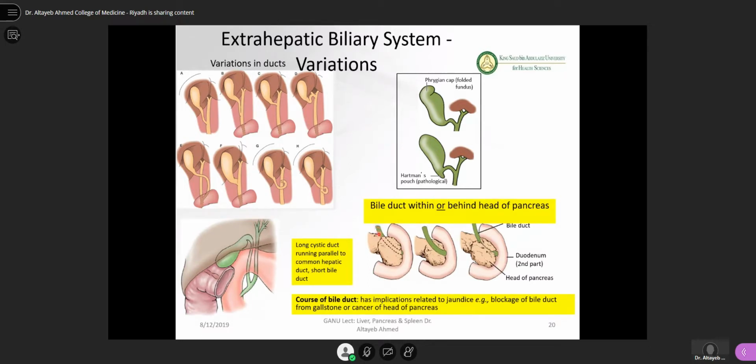The course of the bile duct behind the head of the pancreas has variations. Sometimes it's just a slight groove, sometimes it's a deep groove, and sometimes it's completely embedded. The clinical importance of this is that if there is a tumor in the head of the pancreas, the patient may come with obstructive jaundice. So if an elderly patient comes with obstructive jaundice, always think of carcinoma of the head of the pancreas.